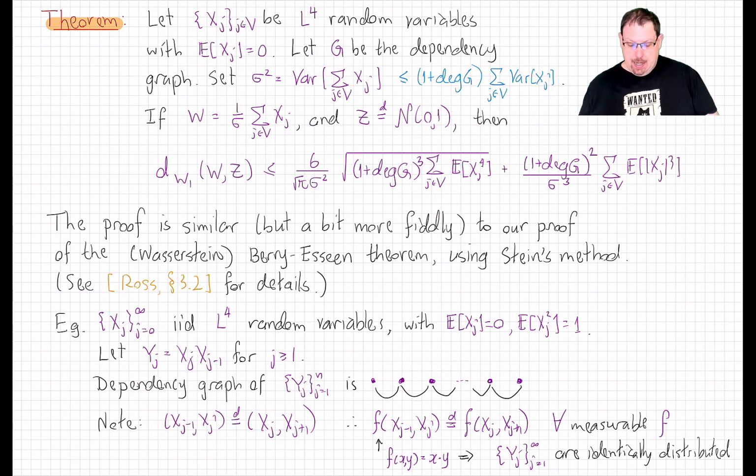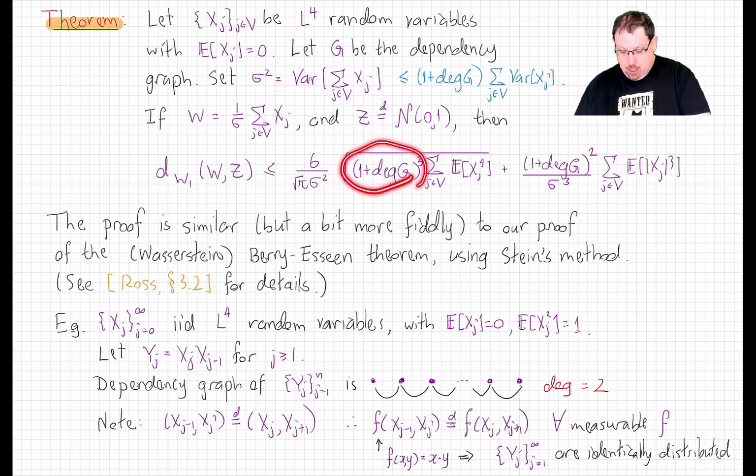Let's take the example from the first slide that we didn't know how to handle. Suppose we start with a sequence of IID variables. Let's make them all L4 so we can use these bounds, and standardized. And then let's take yj to be xj times xj minus 1 so that the dependency graph looks like this. As we saw, that means that the degree of the dependency graph is 2. And so in this bound, we're going to get just constants here.